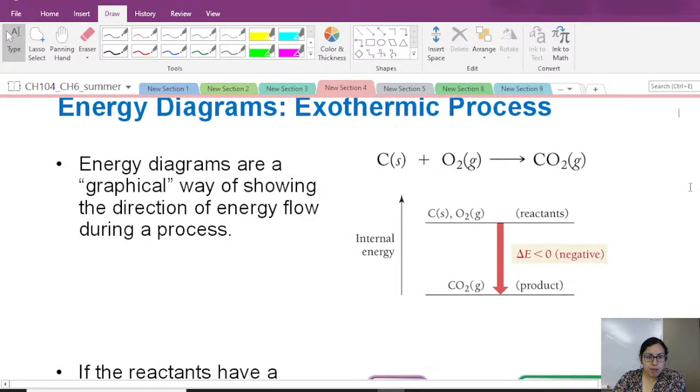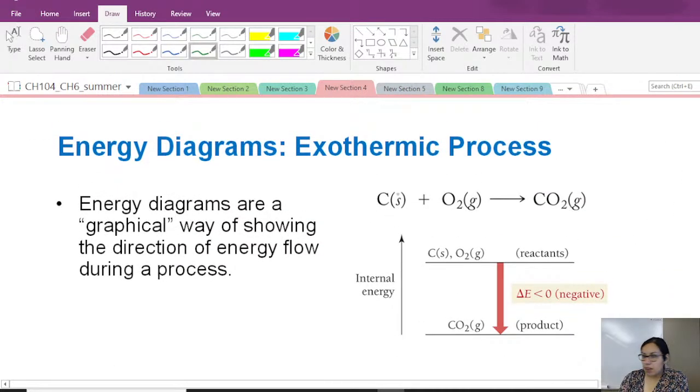All right, so we have these energy diagrams, and they're just another way of showing us what these processes are, endothermic, exothermic, and showing us energy flow. And if we have an exothermic process, this means it's going to feel hot to us. We're going to feel that energy coming off if we're holding that reaction.